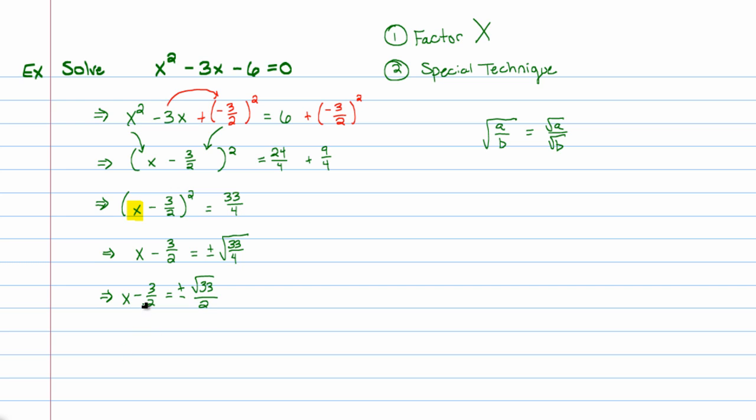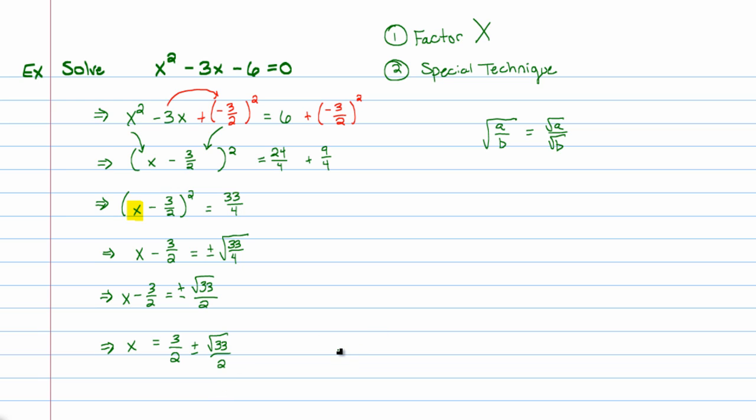And now I will go ahead and add that 3 halves to both sides. Remember, because we're subtracting 3 halves, we have to do the opposite of subtraction, which is addition. So I'll have a positive 3 halves, and then plus or minus square root of 33 over 2. That's a great answer. It looks good to me.